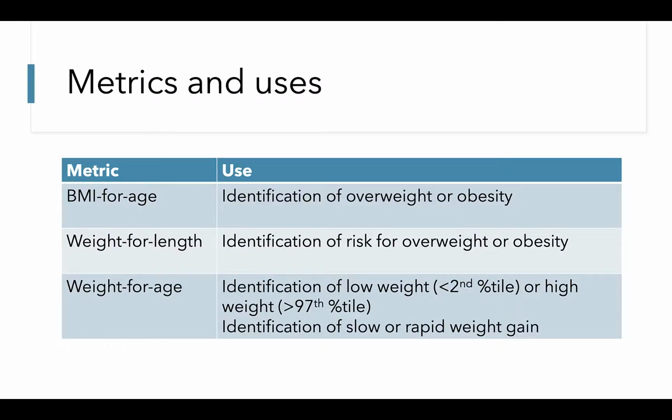We can also look at an infant's weight for age, which can be used to identify children with low weight or high weight, and we also use this to identify slow or rapid weight gain when we look at change in weight for age across infancy.